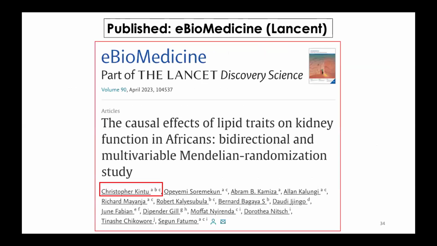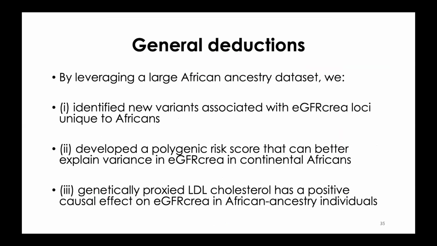This was also published last year in eBioMedicine, the Lancet group. So the general deductions, as I conclude: by leveraging African ancestry, we found new variants associated with EGFR specific to Africans. We developed a polygenic score that can better explain variance in EGFR. And then we genetically approximate that LDL cholesterol might have a positive effect on EGFR.